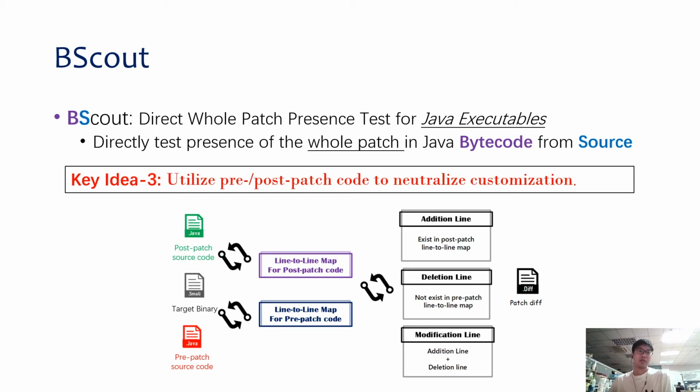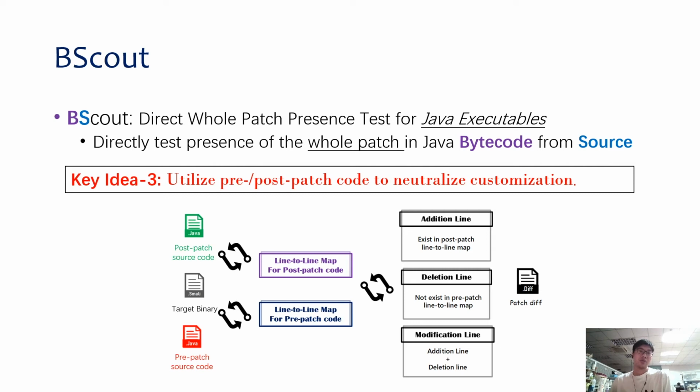Our key idea is inspired by the lessons learned from patch presence test at source level. That is, checking how many patch changed lines could be found in the source code. Similarly, we can give patch presence test results on Java executables by checking how many patch changed lines can be found in the target executables.